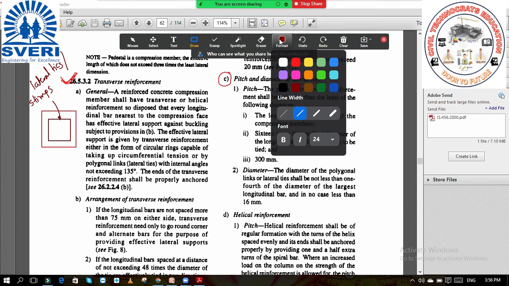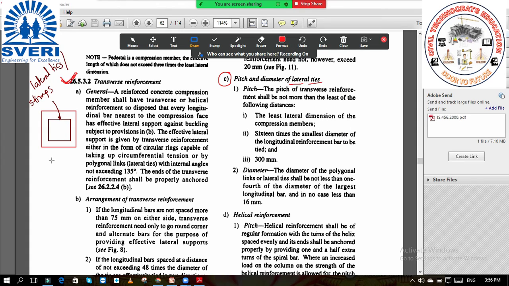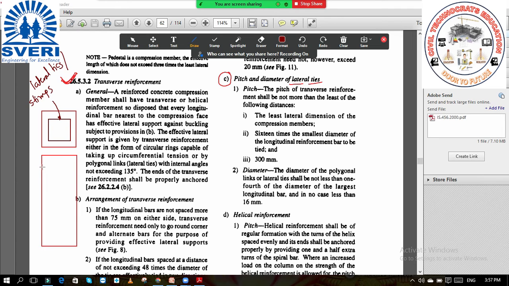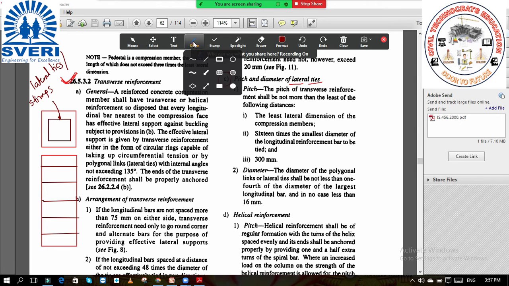Now if you want to see this in elevation, it will look like this. I will draw the elevation below this. So this is the elevation of the column. At the top the plan is given. Now I am telling you the elevation. So in the elevation it will look like this. Okay, these are the rings. So this is called transverse reinforcement.